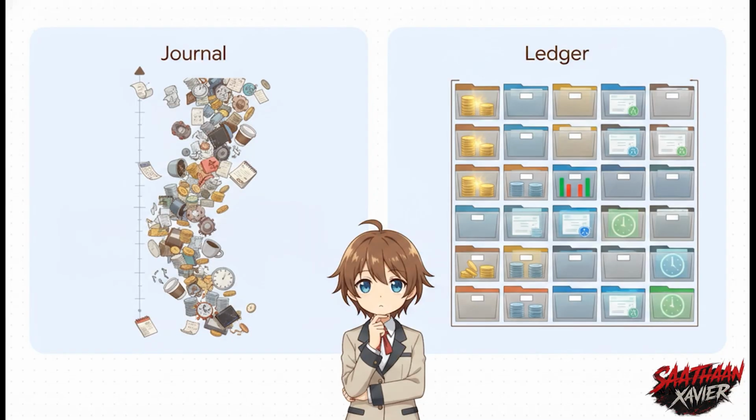Now, take a really close look at the comparison on screen, because trust me, examiners absolutely love to test if you know the difference here. Journals are entirely chronological. They're just time-based. Ledgers, on the other hand, are analytical. They're account-based. You go to a ledger when you want to analyze a specific account, like your cash or maybe rent expense, completely independent of when those transactions actually happened.